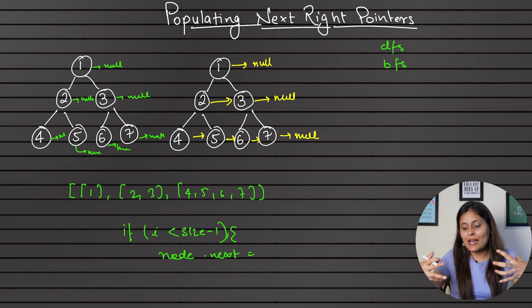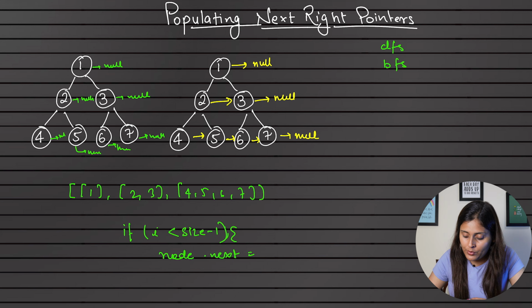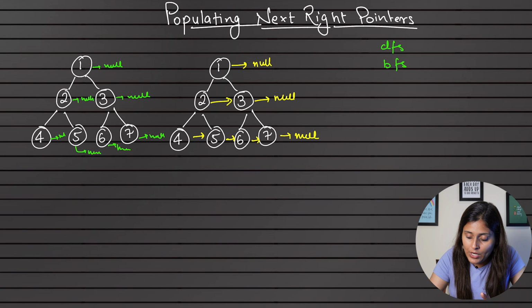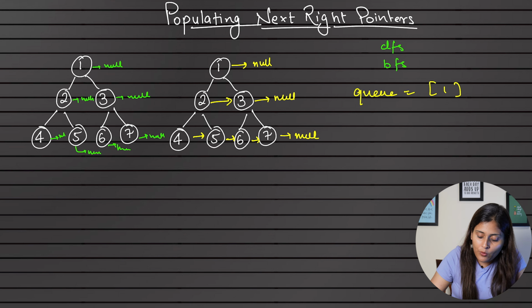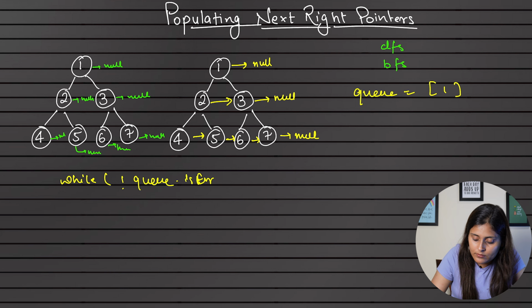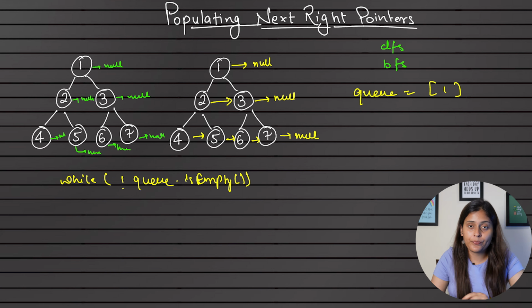So let's try to understand this with the breadth first search approach. In breadth first search, what would we have done? First of all, we will create a queue data structure, and in the queue first we will insert node 1. Done. Now we run the while loop until our queue is not empty, correct? Yes.